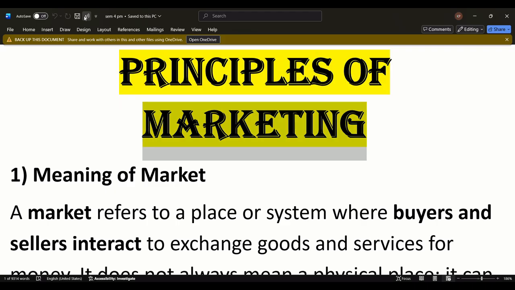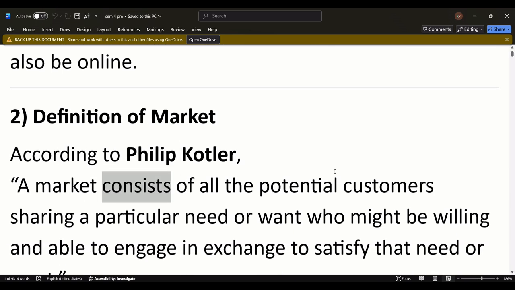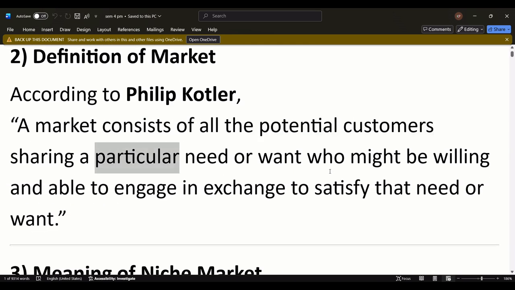Of marketing. 1. Meaning of market. A market refers to a place or system where buyers and sellers interact to exchange goods and services for money. It does not always mean a physical place, it can also be online. 2. Definition of market. According to Philip Kotler, a market consists of all the potential customers sharing a particular need or want who might be willing and able to engage in exchange to satisfy that need or want.